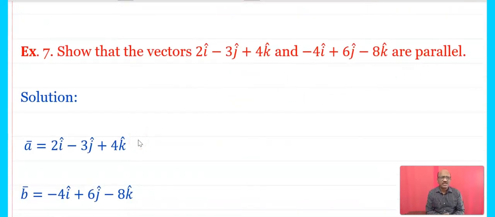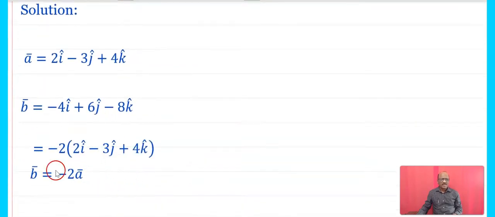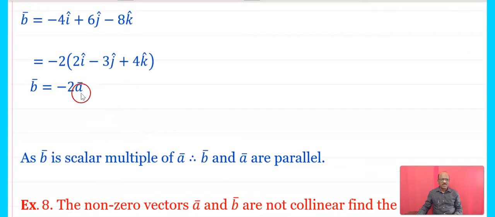Next question, show that the vectors 2i cap minus 3j cap plus 4k cap and minus 4i cap plus 6j cap minus 8k cap are parallel. Here the vector a bar is equal to 2i cap minus 3j cap plus 4k cap, and b bar is equal to minus 4i cap plus 6j cap minus 8k cap. If you take minus 2 as common, then in bracket you will get 2i cap minus 3j cap plus 4k cap, which is nothing but a bar, and hence b bar is equal to minus 2a bar.